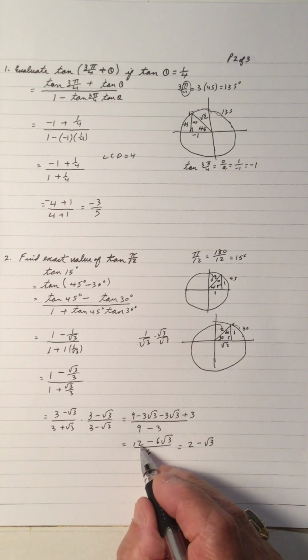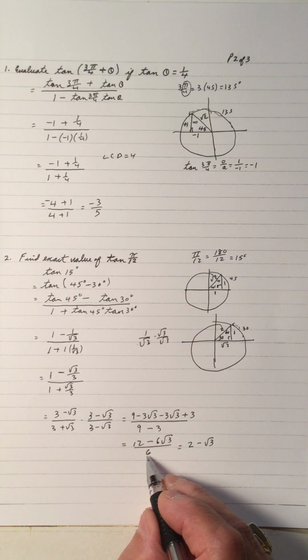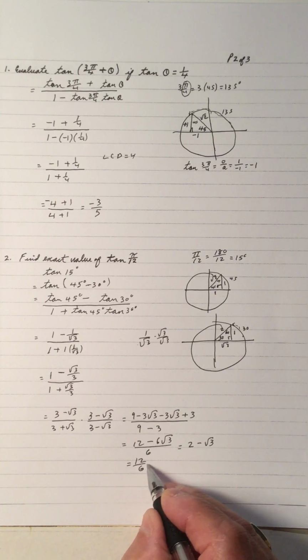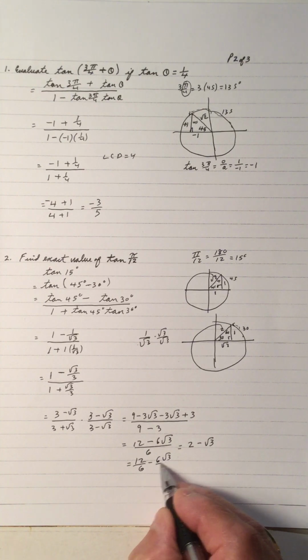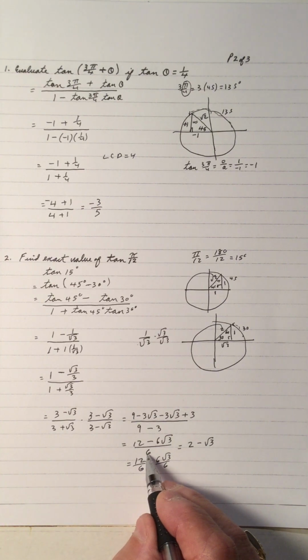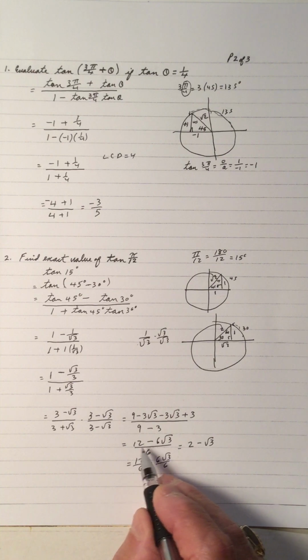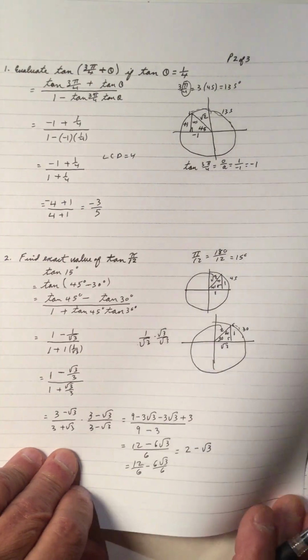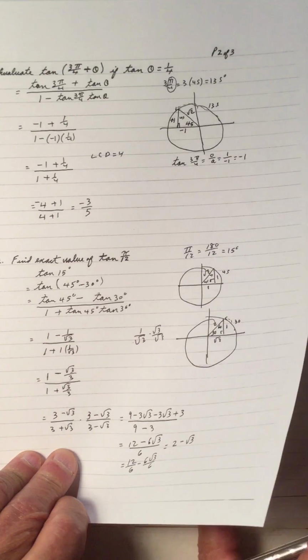Now I could have written each of these over 6, but I divided 6 into both of these. So now I'm showing you I'm dividing 6 into both of them. So when you have this 6, you have to divide it into both of these terms here. So 2 minus root 3 is the exact value.